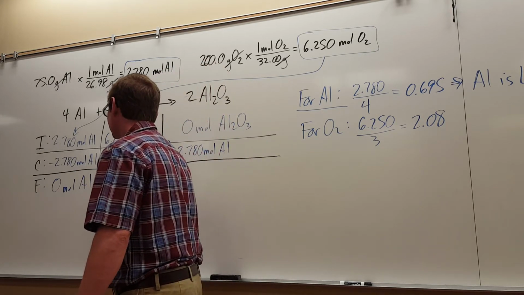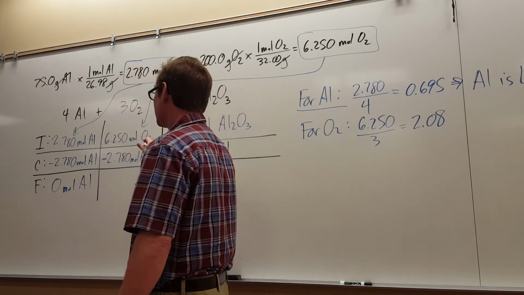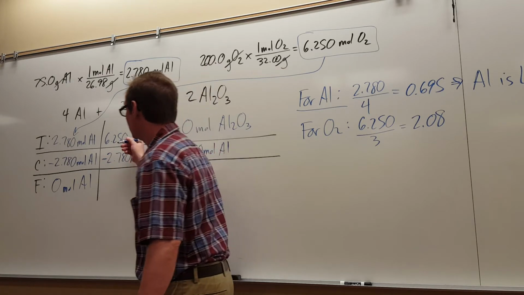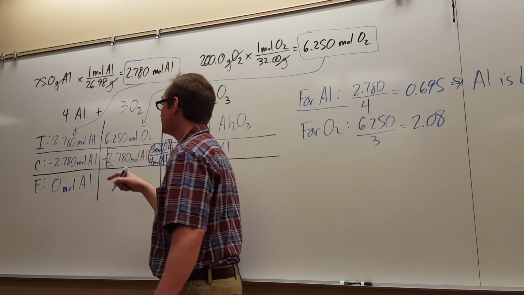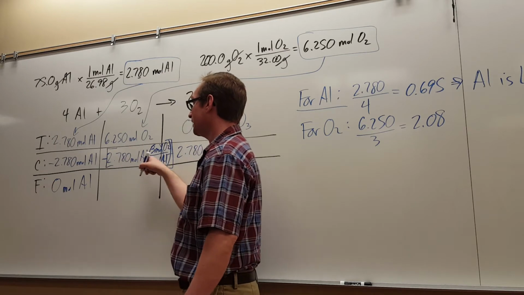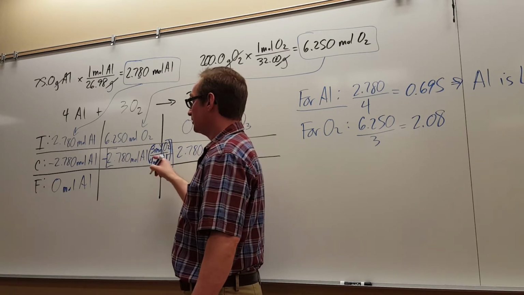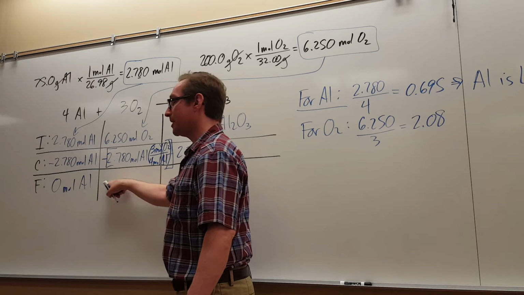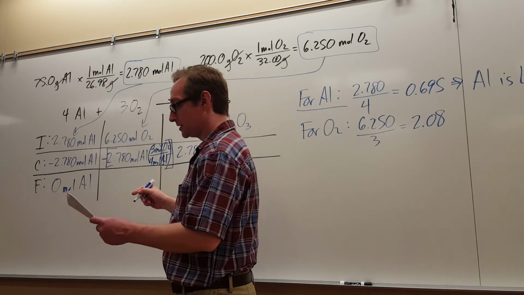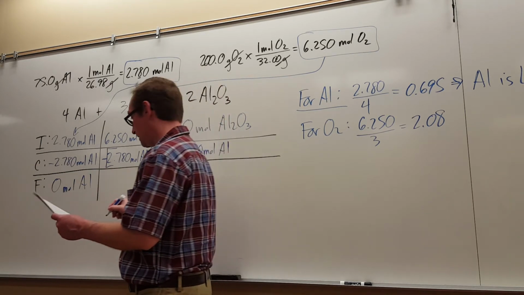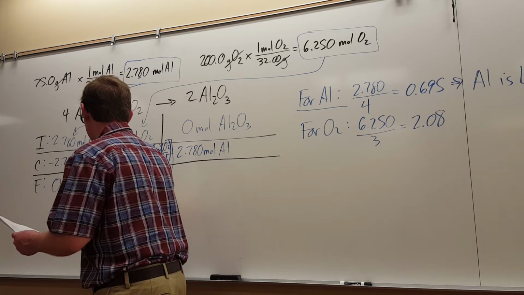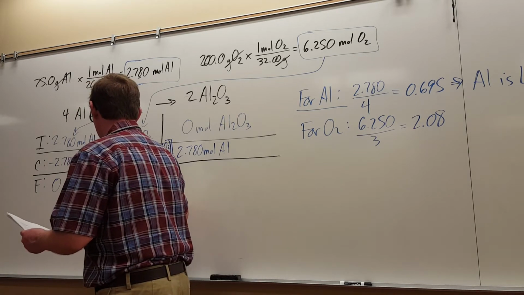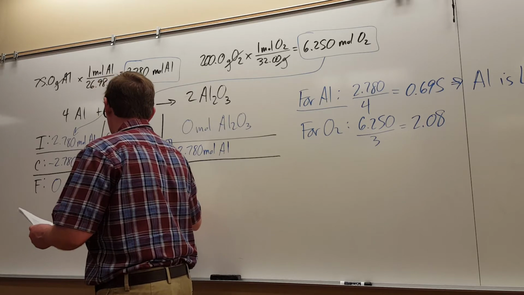So taking 6.250 minus, bless you, so taking 6.250 minus this 2.78 times 3/4 will give us our final amount here for oxygen. All right, so that would come out to be 4.165 moles of oxygen left.